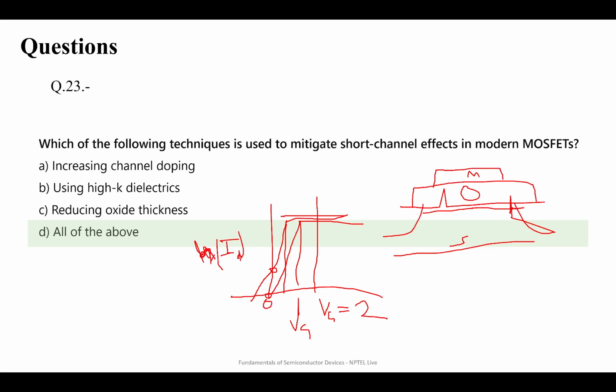I don't want to reduce my threshold voltage. But due to DIBL and other effects, my threshold voltage is decreasing. So that is a reason. So first of all, why do we want to go short channel? We want to put as many transistors as possible. So we want the transistor to be smaller and smaller. So we want to reduce the channel length for that.